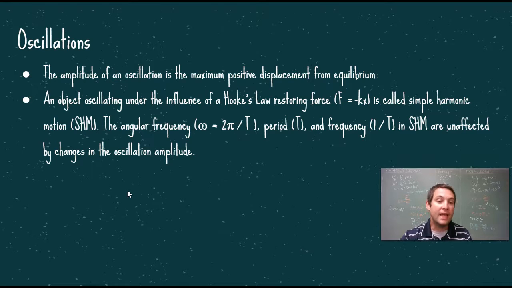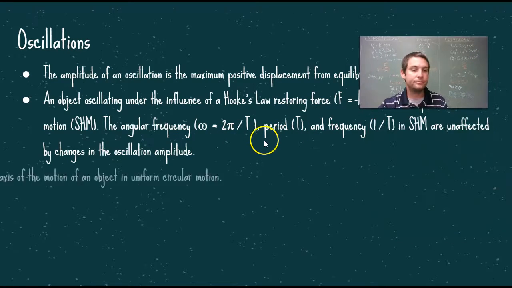motion. The angular frequency omega equals 2 pi over T, the period T, and frequency 1 over T in simple harmonic motion are unaffected by changes in the oscillation amplitude. This includes damping forces. So damping forces will have no effect on your angular frequency, period, or frequency.